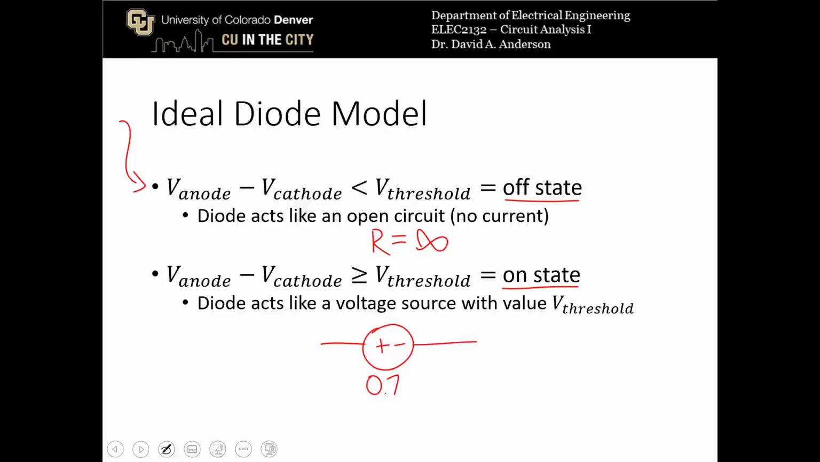The threshold voltage is usually around 0.7 volts. For some LEDs, the threshold voltage is higher, maybe as high as 2.1 volts. Generally, 0.7 volts is used in most academic examples.